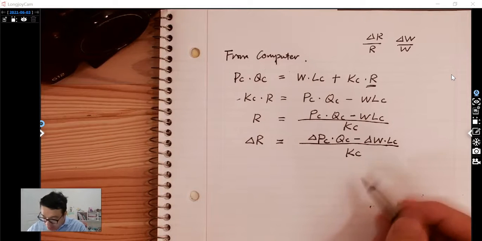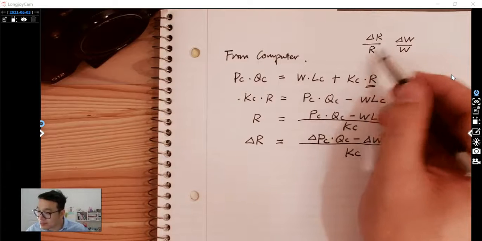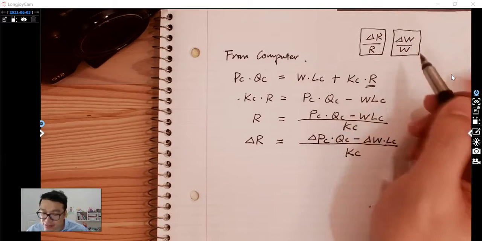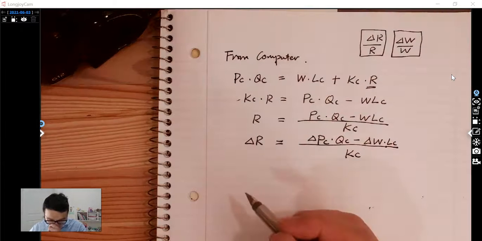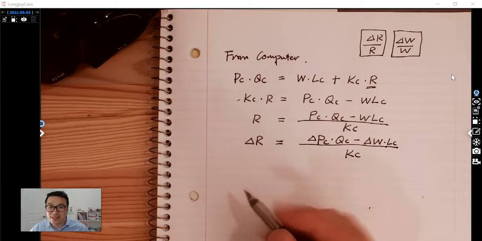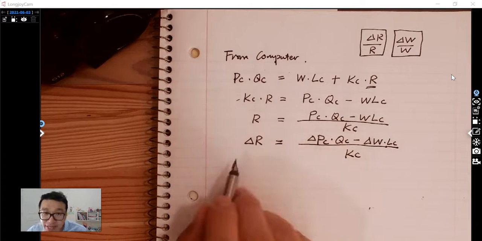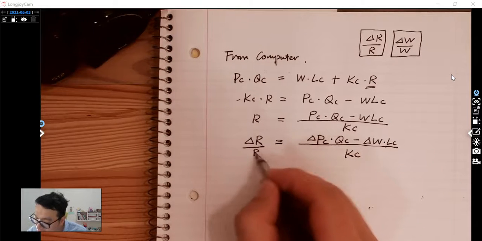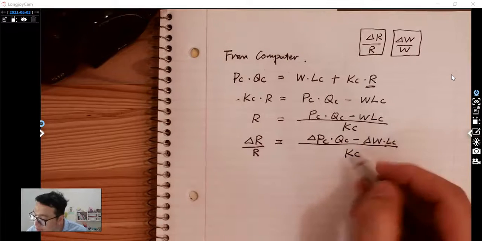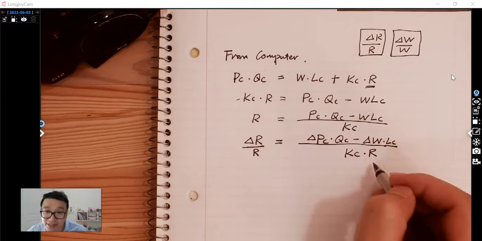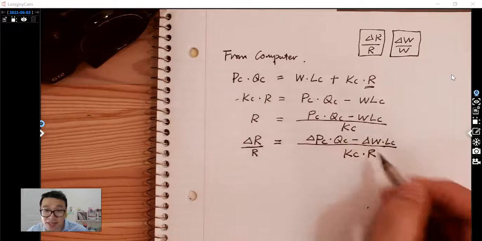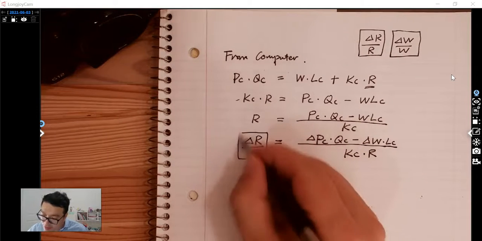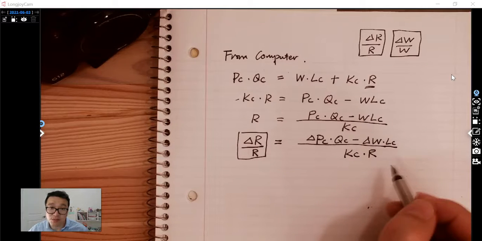And the second part is, if you take a look at what we are looking for, we are not looking for delta R only, the absolute change in rental. We're looking for delta R over R, which is a percentage change. So what do we do here? We have delta R on the left hand side and we want to divide by R, so we have to divide by R on the right hand side too. If we divide by R on both sides, the equation still holds. Now we got what we want, delta R over R, equal to a bunch of terms on the right hand side.